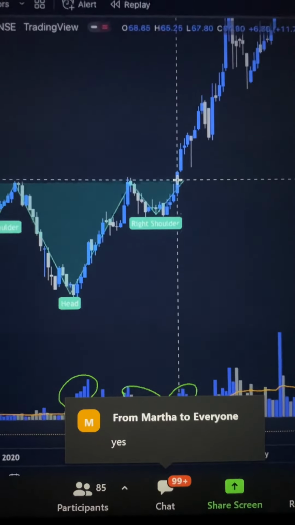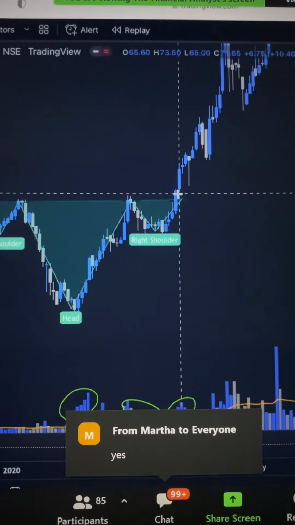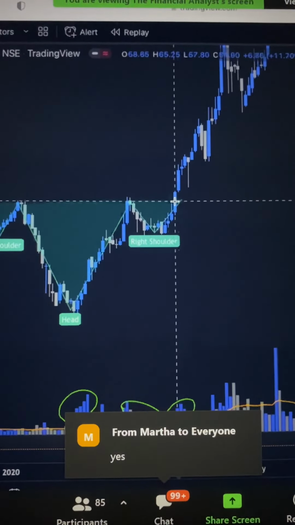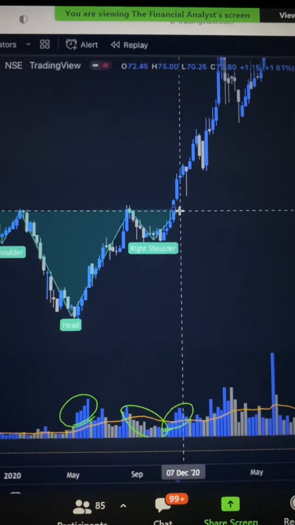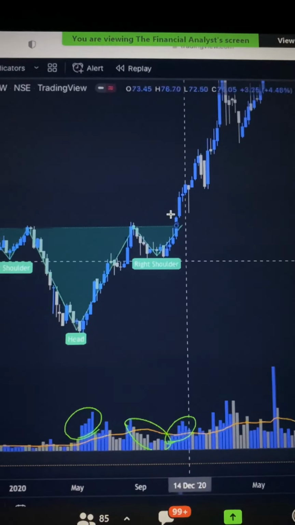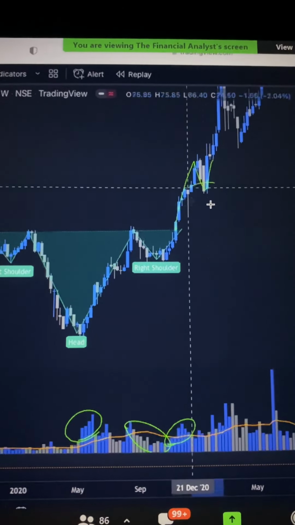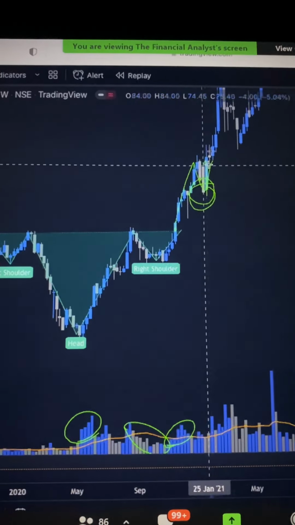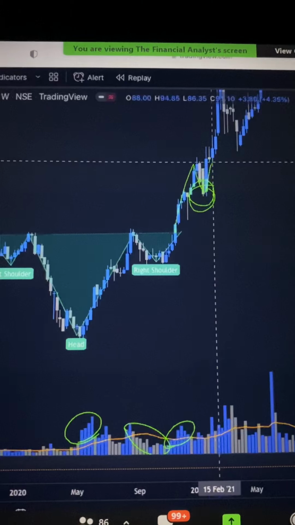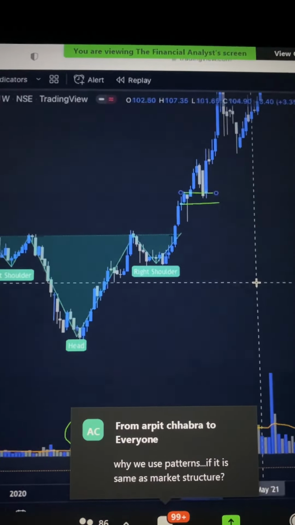However, once the breakout happens, volumes were good. If you are a breakout trader, you would have immediately taken a trade. But if you want to safeguard yourself and take a safer entry, then you will wait for that higher low, and you will take an entry somewhere over here. Either over here, or you could have traded this inside candle breakout as well.